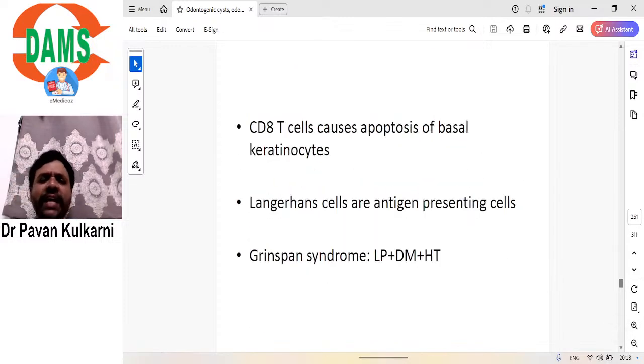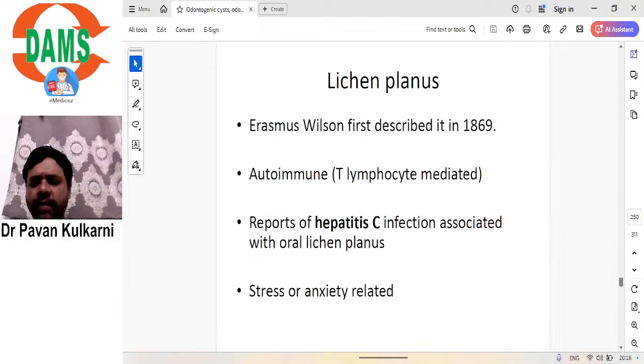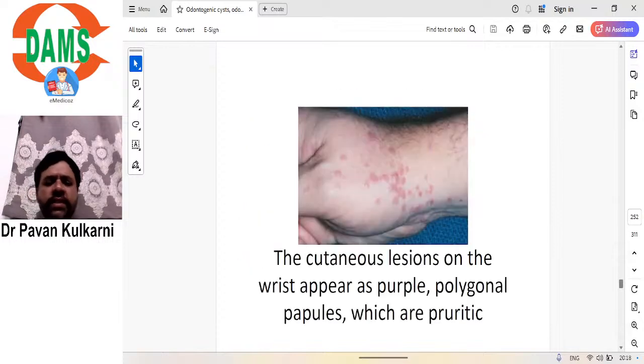Now moving on to the second condition, that is Lichen Planus. Very important skin disease, Lichen Planus. Here we can see the skin lesion in Lichen Planus, that is papules. So the important characteristic skin lesion in Lichen Planus is papules.